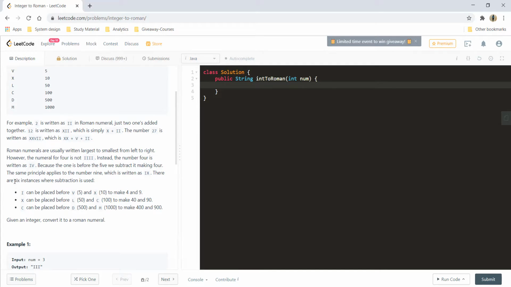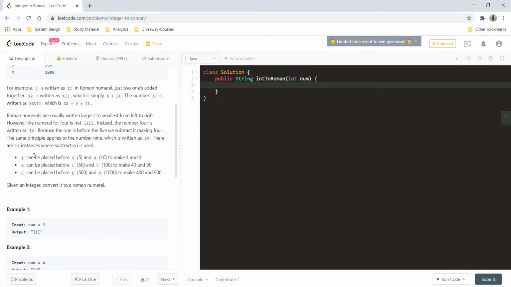So here are some of the rules that are there. Roman numerals are usually written largest to smallest from left to right. However, the numeral for 4 is not 4 times I. Instead, the number 4 is written by this 1 followed by 5. Because the 1 is before 5, we actually subtract it, making it 4. The same principle applies to the number 9, which is written as 1 and then 10.